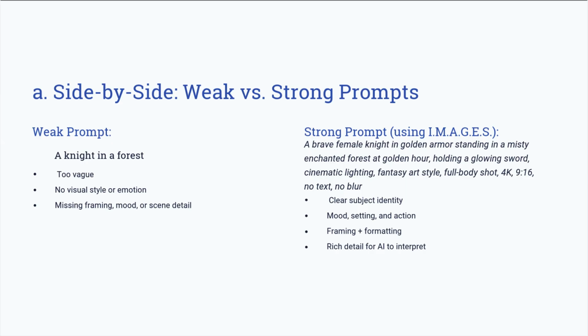Strong prompt: a brave female knight in golden armor standing in a misty enchanted forest at golden hour, holding a glowing sword, cinematic lighting, fantasy art style, full body shot, 4K, 9:16, no text, no blur. Now we have a clear subject with identity. The mood, setting, and action are vivid. Framing and formatting are defined, and the level of visual detail gives the AI real direction. See the difference? With just a few extra details, your image becomes cinematic and precise instead of basic or generic. Let's check out more examples.